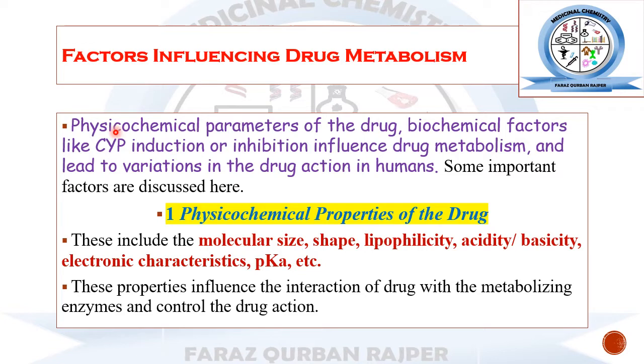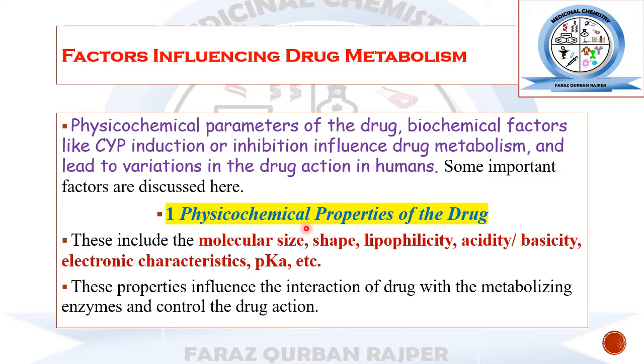Most important among them are the physicochemical properties of the drug and biochemical factors. Biochemical factors can be enzyme induction and inhibition. Besides this, there are some other factors, that are the biological factors, genetic variations and others. So now let's discuss them one by one. Number one, physicochemical properties of the drug molecule.